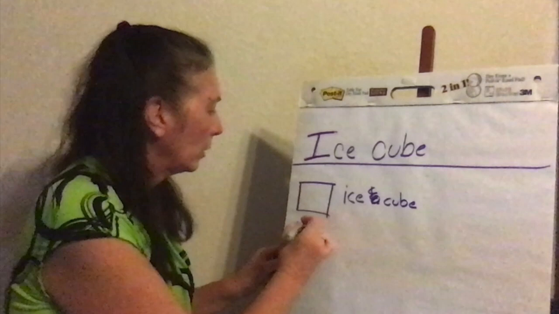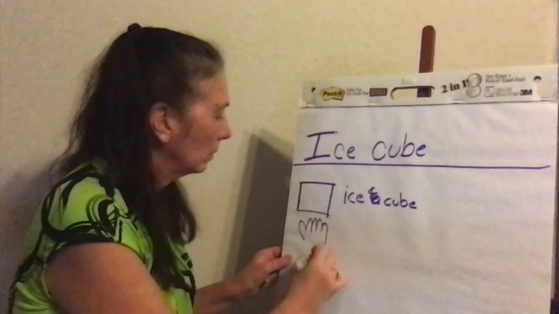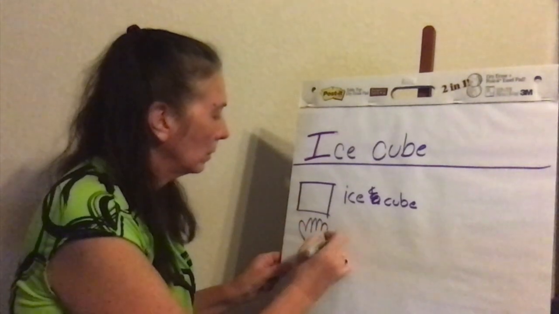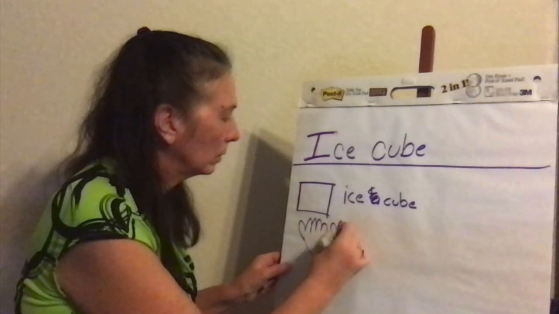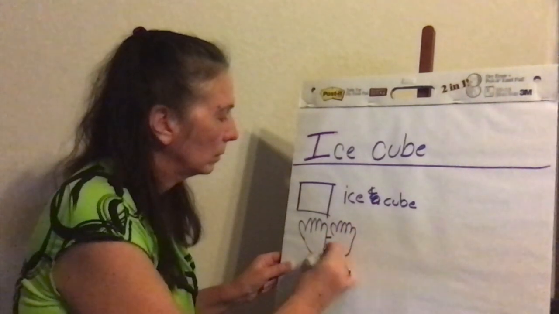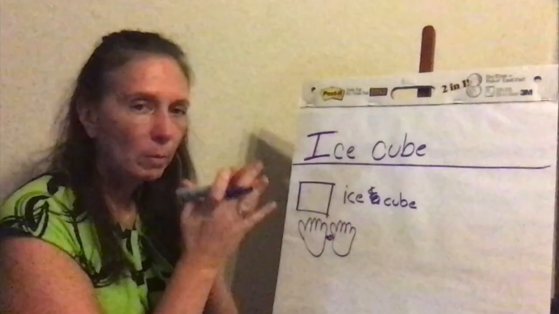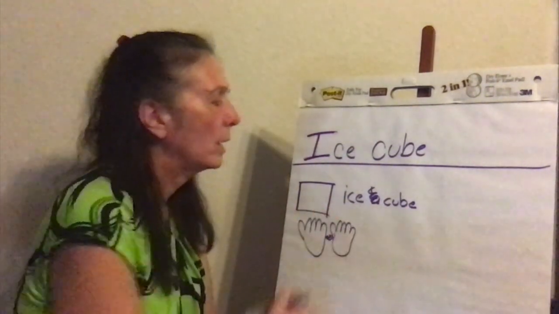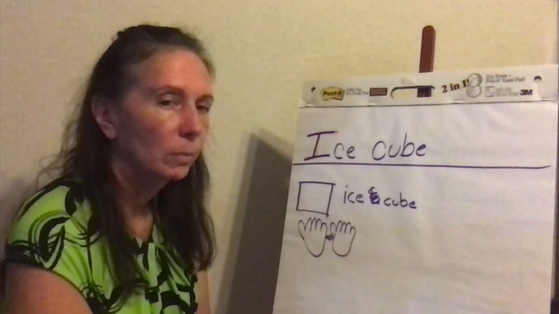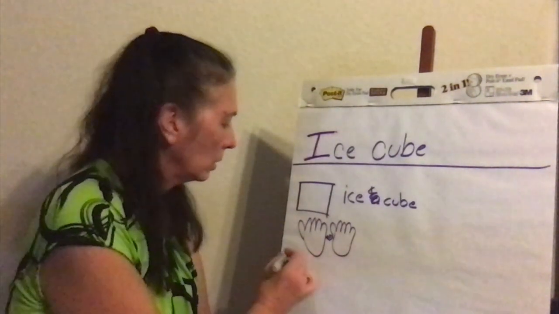And then I'm going to draw a picture of my hands. And I'm going to have my other hand here. And I'm going to show that I'm rubbing them together. Rub, rub, rub, rub, rub. If I rub my hands together, what's going to happen to my ice cube? You can use words or a picture to do your prediction.